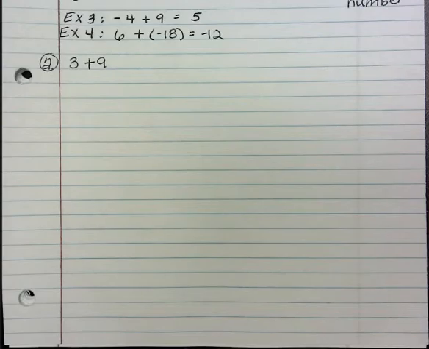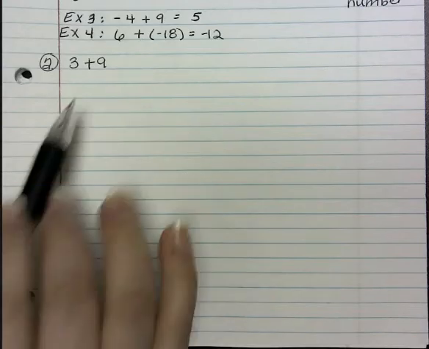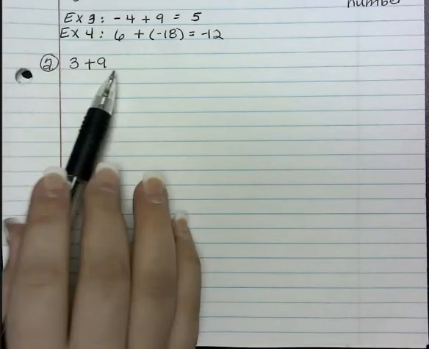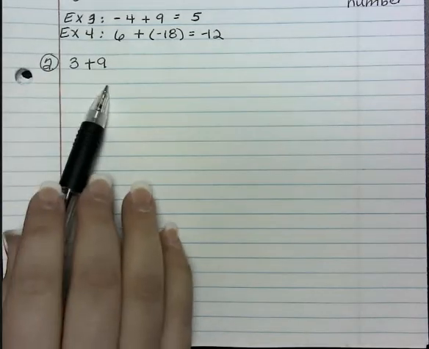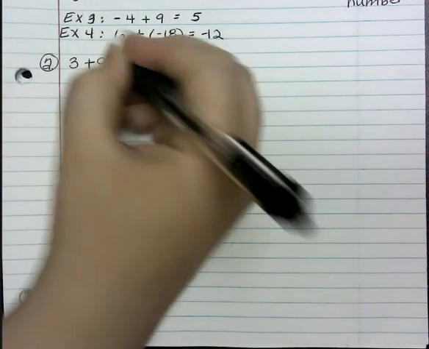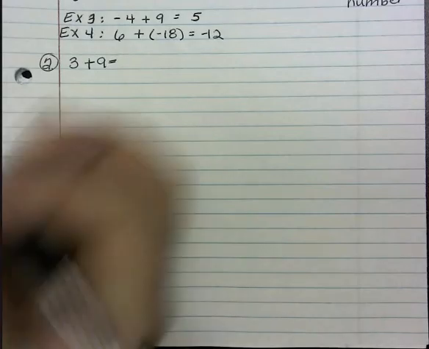So on number 2, we are adding, and they're both positive, okay? So they have the same sign. So that rule tells us that we add those two numbers together. So 9 plus 3 is 12.